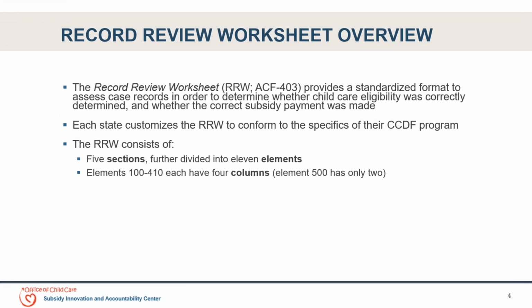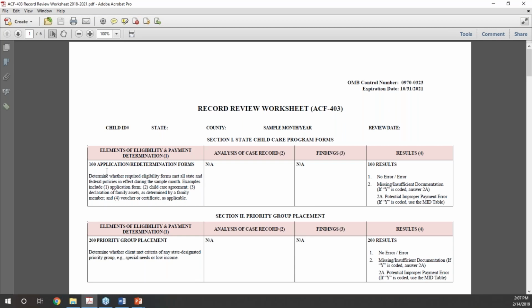Elements 100 through 410 each have 4 columns. So you can see here, for each element, 4 columns. The first one is elements of eligibility and payment determination, and then so on.